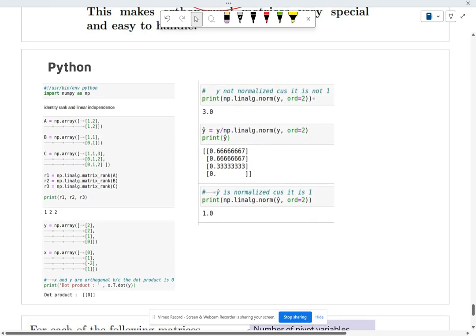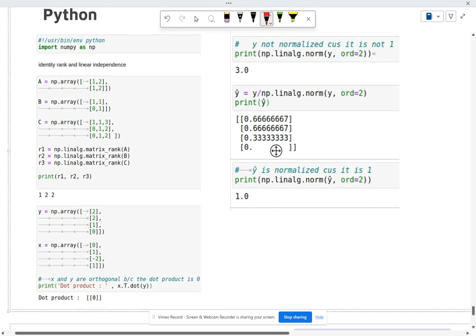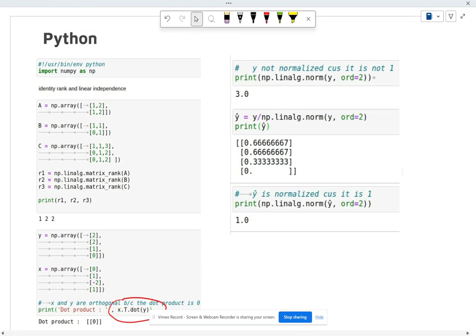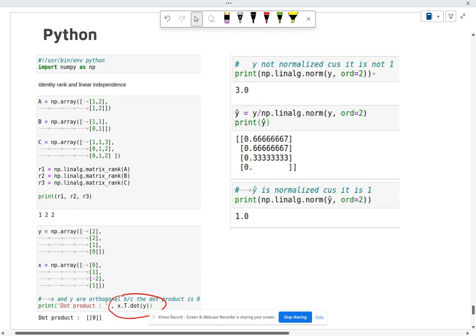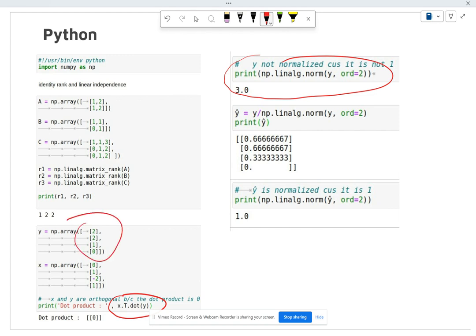So here's some Python code. Basically, this is how you can get the rank of a matrix. The idea of orthogonality: if you do the dot product between two vectors, it should be 0. Also, you can find the norm of y. So you can essentially find the length of a vector. And if you divide by the length, it gives you a normalized unit vector. As you can see, now I find the length, it's 1.